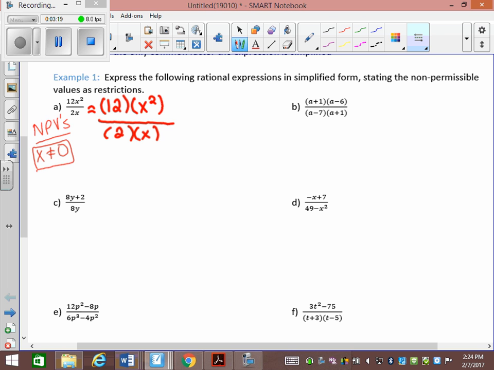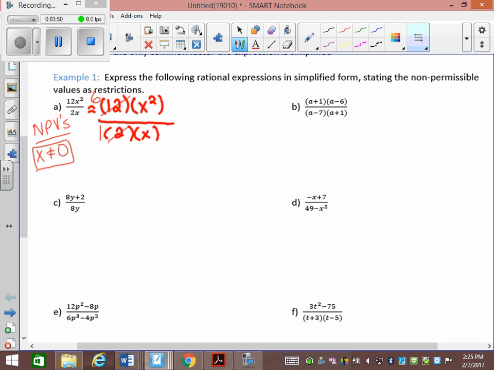Is there anything that I can take out of the top and the bottom that's the same? 12 and 2. Is there anything I can take out of both of those? Divide by? You divide them both by 2. So if I divide the denominator by 2, I'm left with a 1. And I divide 12 by 2, I'm left with a 6. Because they're in their own brackets, right? Because they were being multiplied.